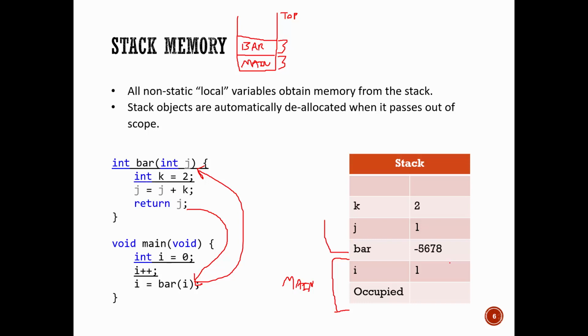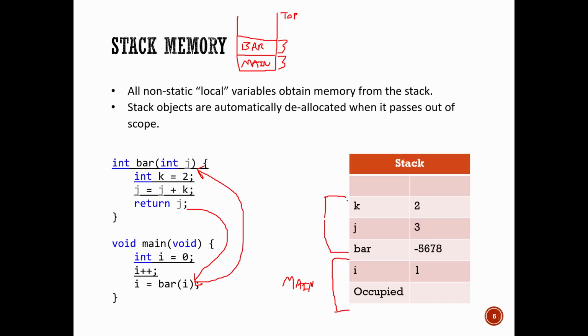We also need to grab memory for k. So k is the local variable inside of bar, and k is set equal to 2. So it's just going to be used as part of the computation. So then I have basically my stack frame for the function called bar. If I go through this, I can basically page through the code and see what happens.